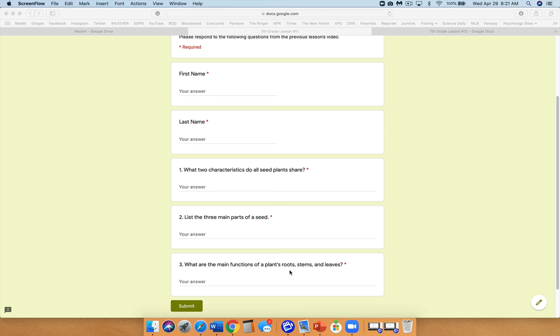The stems are responsible for carrying substances from roots to leaves and leaves to roots. Some of the stems are also going to be responsible for storing food. Leaves, on the other hand, are going to be responsible for capturing the sun's energy and carrying out photosynthesis. All right, so hopefully you were able to get those.